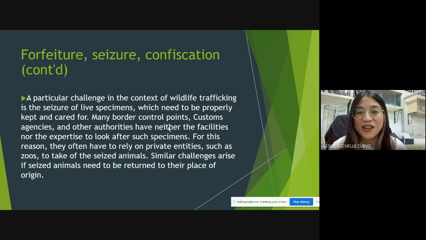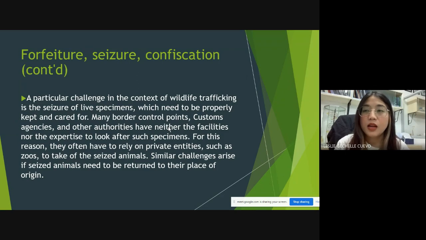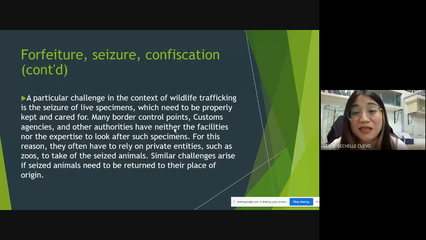So similar challenges arise if seized animals need to be returned to their place of origin because, 'di ba? Ang mga animals, they have their natural habitat at kapag inalis mo sila doon, of course, mahihirapan sila mag-adapt doon sa panibagong habitat. Kung sanay siya nasa disyerto siya nakatira, ilipat mo siya sa rainforest, baka mabaliw siya doon. So, the only remedy is to take him back to his natural habitat.